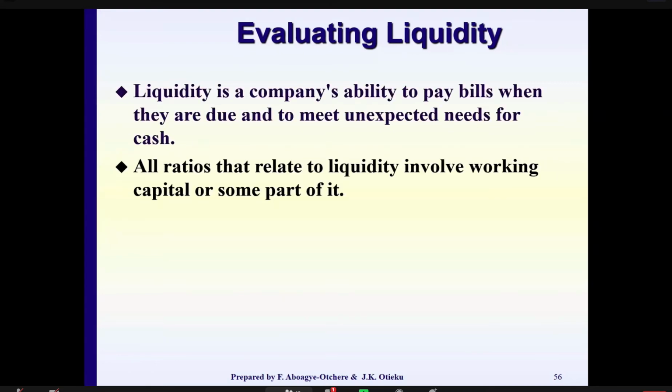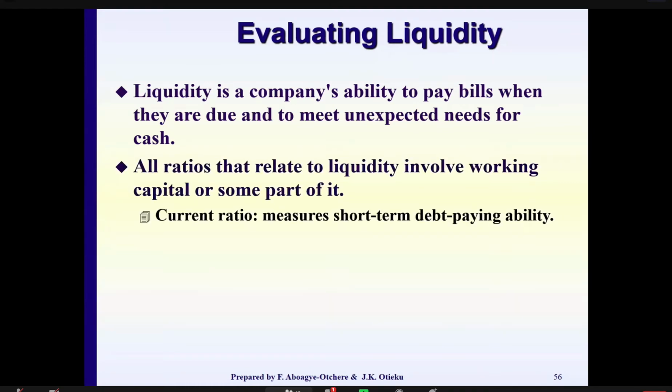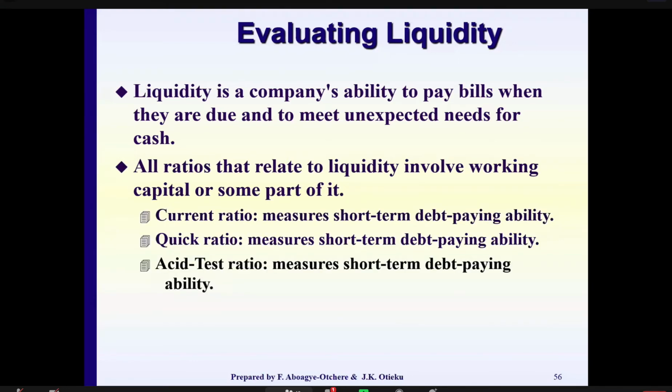Now, when we are looking at liquidity, we are basically looking at the middle portion of the statement of financial position. So it is the middle portion of the statement of financial position that we use in liquidity. The middle portion has to do with your current assets and your current liabilities. So we are looking at how your current assets cover your current liabilities. Now, we have three main ratios that can be used to evaluate liquidity. We have current ratio, quick ratio, and asset test ratio.